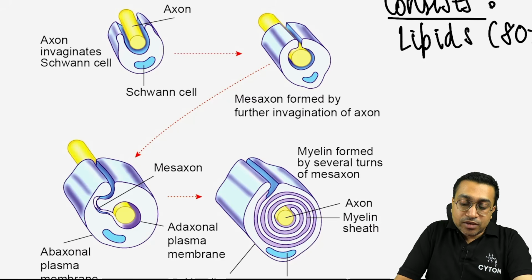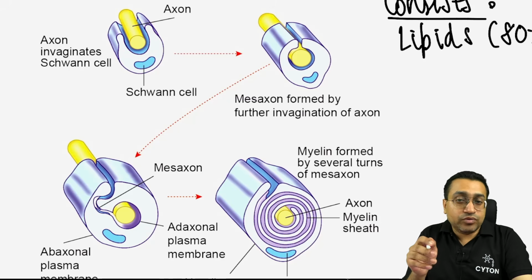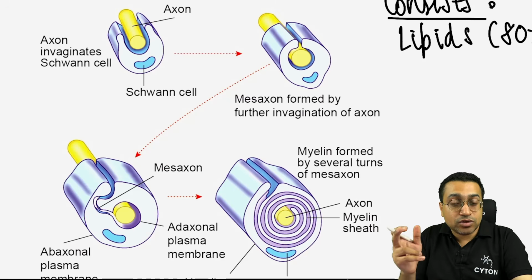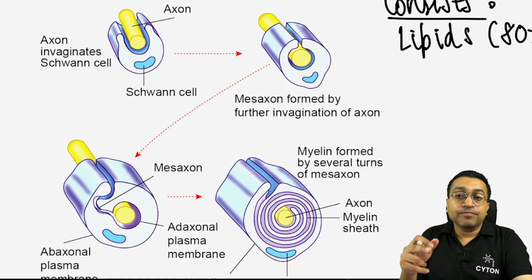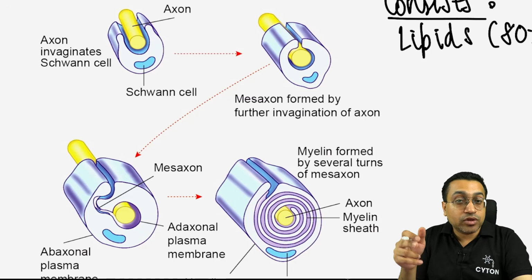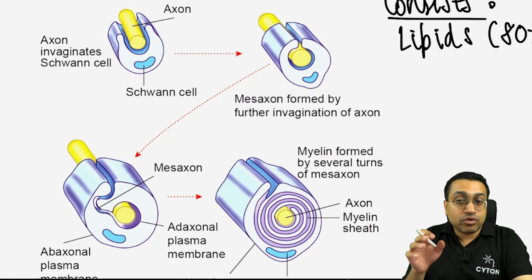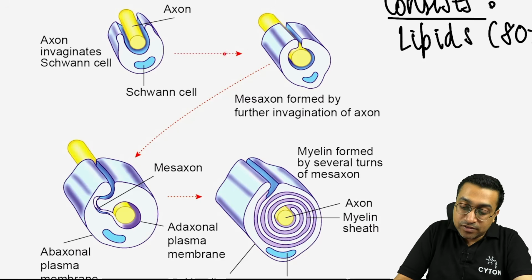In this groove, the axon is initially lying. Now there is a sheet-like extension of the mesoaxon which surrounds the axon in a spiral manner, and the cytoplasm of the mesoaxon gets squeezed. This results in the formation of the myelin sheath, that is a lipid layer around the axon, as you can see in step number 2.